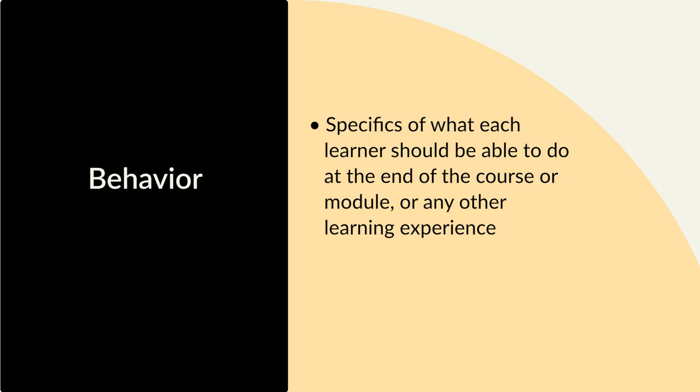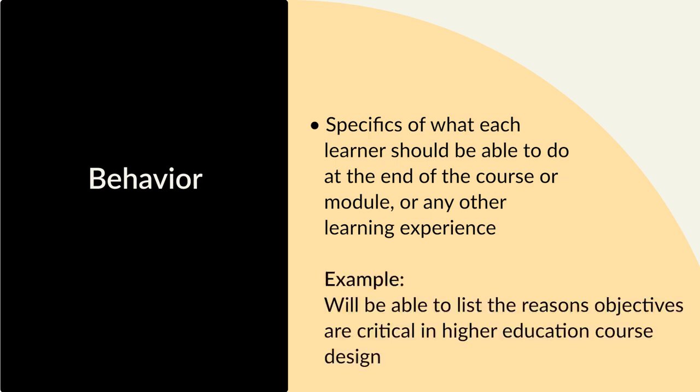The behavior element is the specifics of what we expect each learner to be able to accomplish at the end of a course or module. For example, we'll be able to list the reasons objectives are critical in higher education course design.